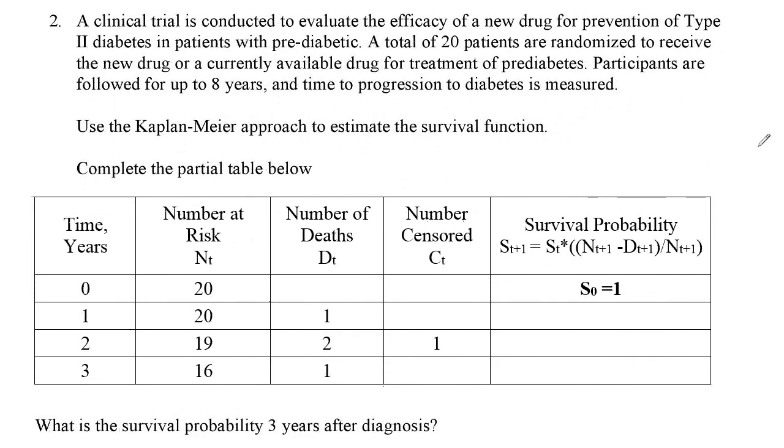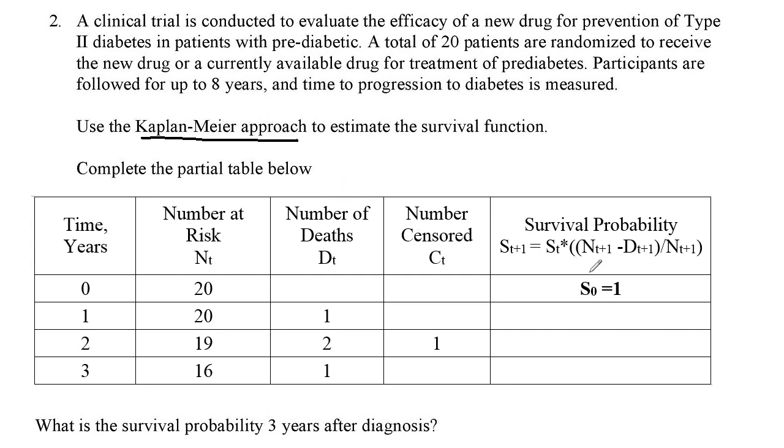In problem number 2, we are looking at the Kaplan-Meier approach to estimate survival time. We've got a clinical study evaluating efficacy of a new drug for prevention of type 2 diabetes, again in people that are pre-diabetic. We had a total of 20 patients. That's the number at risk at time 0. They were randomized to receive either a new drug or currently available, and then followed up for 8 years. Time to progression was noted here.